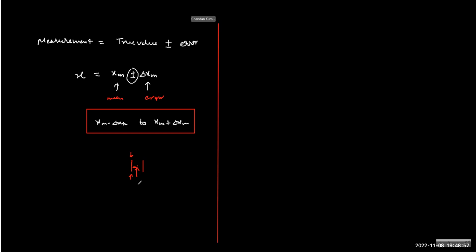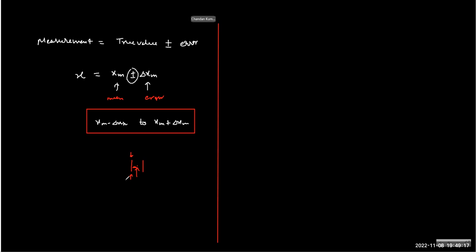So measurement is the certainty plus minus uncertainty: something which you are sure about and something you are confused about. What is that value? I don't know. And therefore, depending on the type of instrument, the error will change.